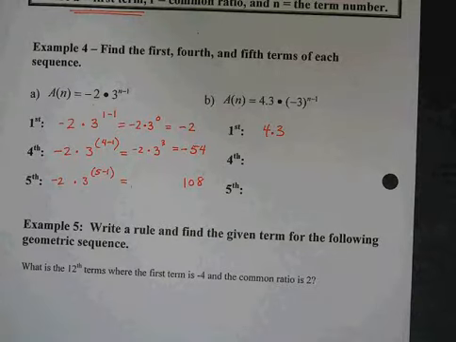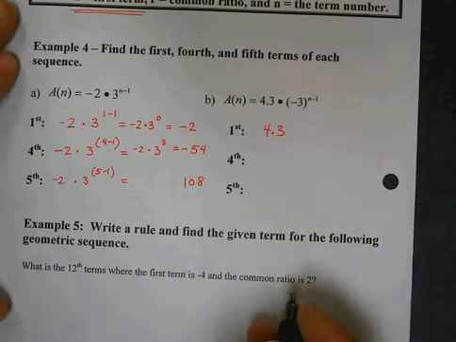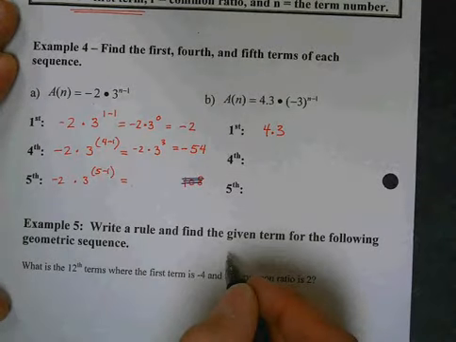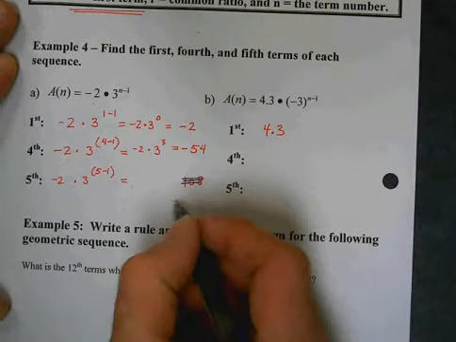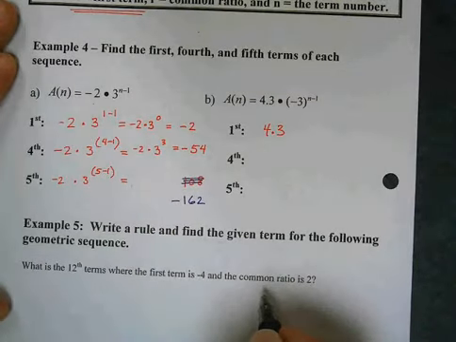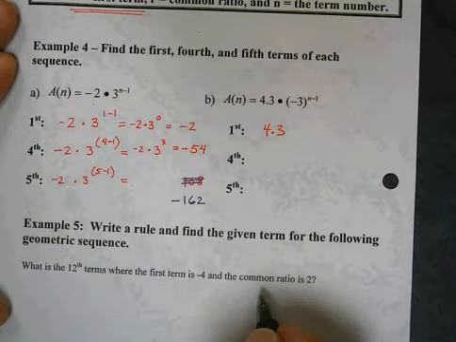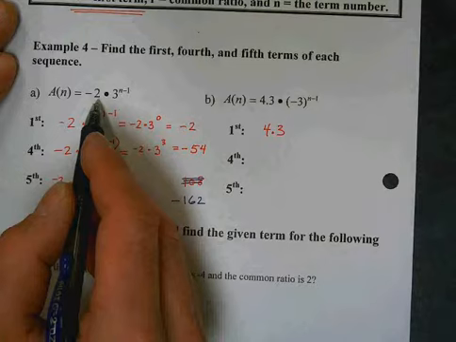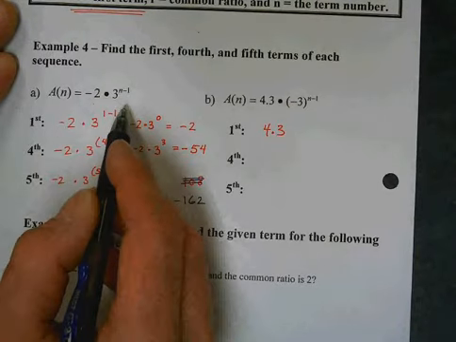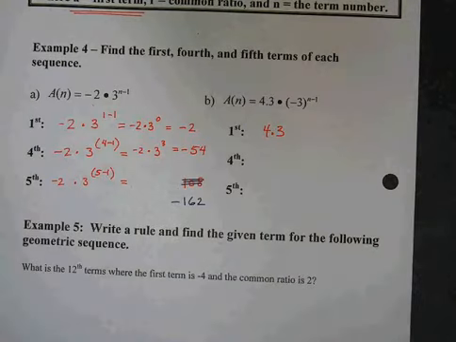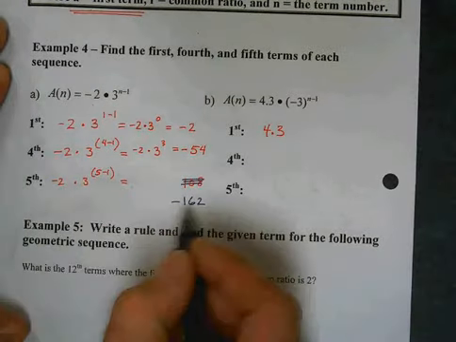So why am I wrong? What should I have multiplied by? Why is it -162 and not 108? What is the -2? Is it the common ratio? What's the common ratio? 3. Okay, so I'm trying to help you see there are some shortcuts that we can take, but we got to be careful with them. Or you can plug it straight in and get our answers.